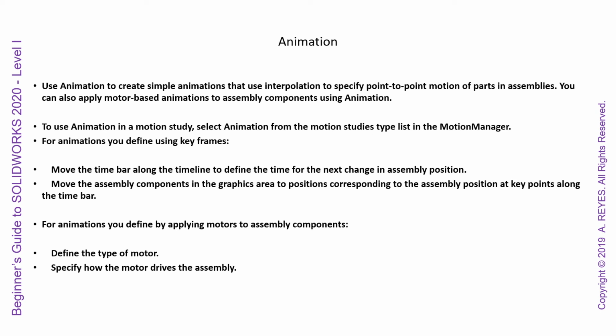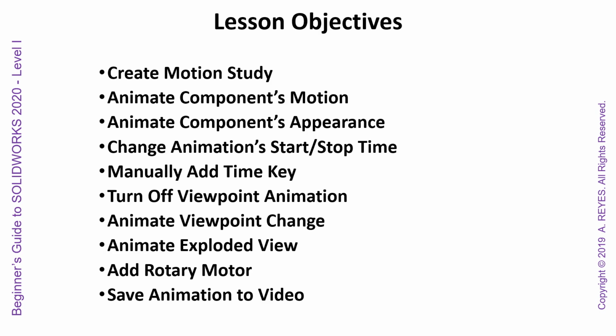You can move the assembly components in the graphics area to positions corresponding to the assembly position at key points. And you define the type of motion by applying motors to assembly components. You'll define the type of motor and then specify how the motor drives the assembly. So you can set a motor to turn the speed reducer that we've created, where it'll turn both gears. You can set the amount of RPMs, how fast it's going to go, how long you want it to animate, just depending on what you want to show and how complex the model can be.